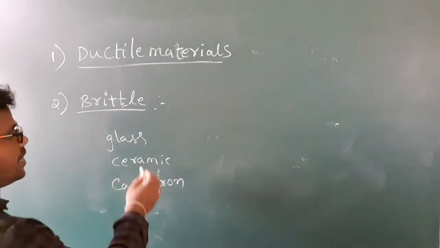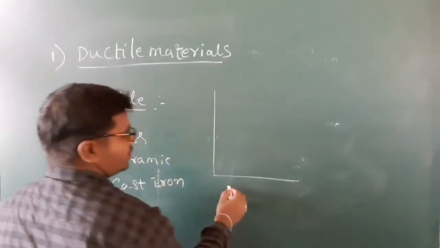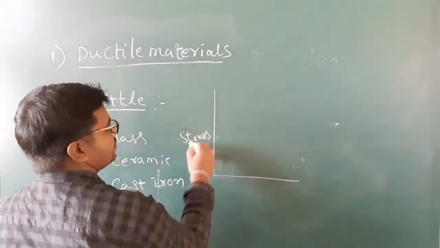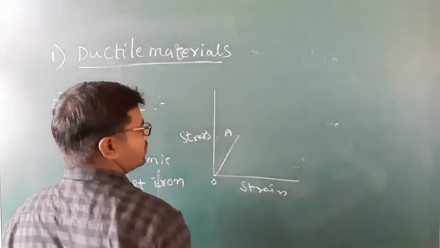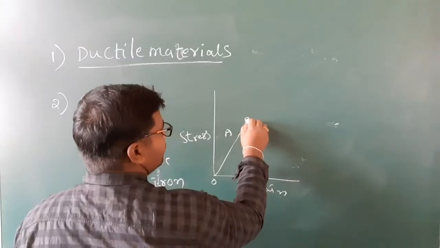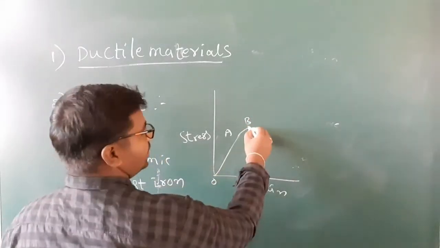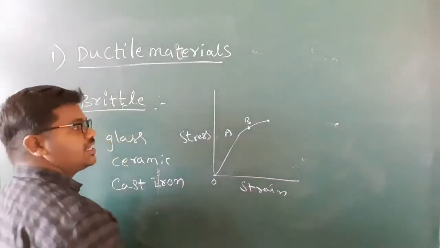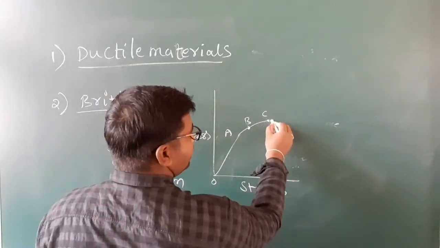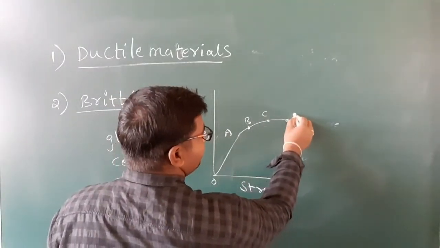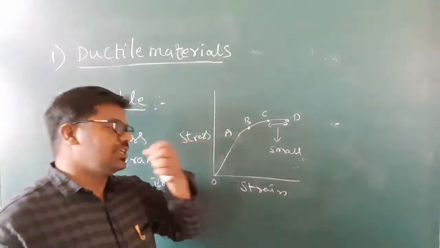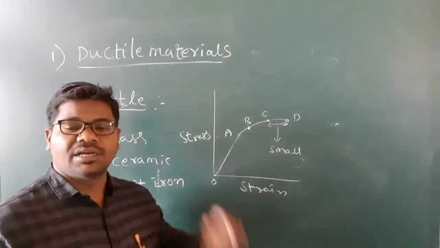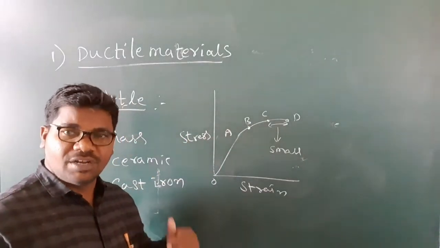For this type of brittle materials, we can draw the stress and strain curve. We represent OA as the proportional limit, A to B as the elastic limit, B to C as the permanent set. Then after C we get D, and from C to D is small. After reaching C, the material will reach the fracture point or break.